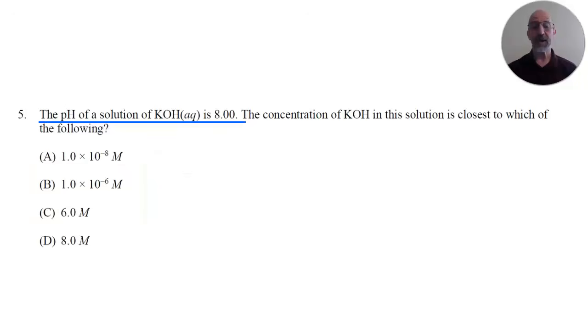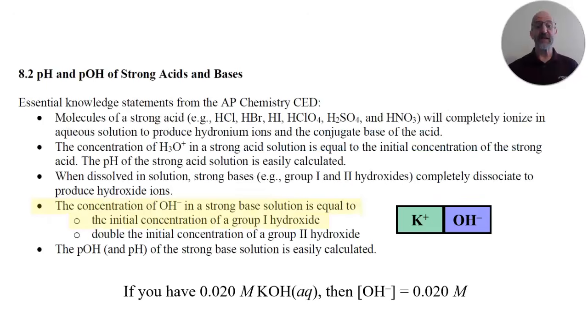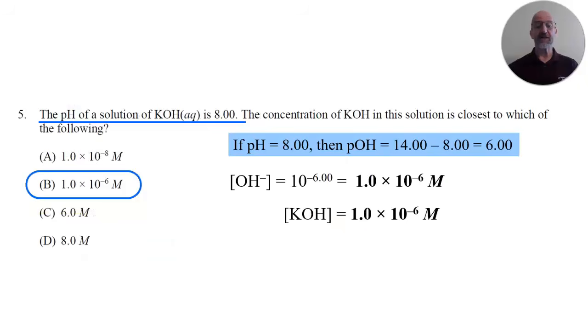So what is the pOH? In this case, that would be 14 minus 8. So if the pH is 8, the pOH is 14 minus 8, or 6. Now, the concentration of the hydroxide ion is 10 to the minus 6. And based on the fact that potassium hydroxide is an example of a group 1 hydroxide, if we know that the concentration of the hydroxide ion is 1 times 10 to the negative 6 molar, then that means that the concentration of potassium hydroxide is also 1 times 10 to the negative 6 molar.